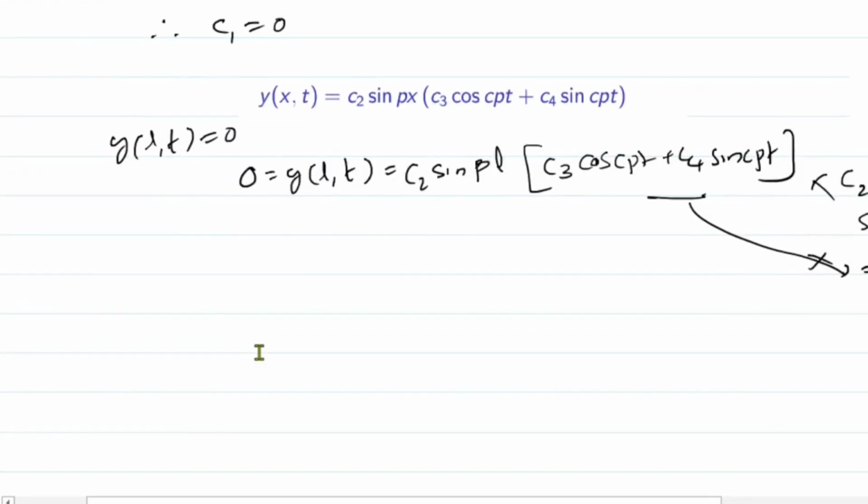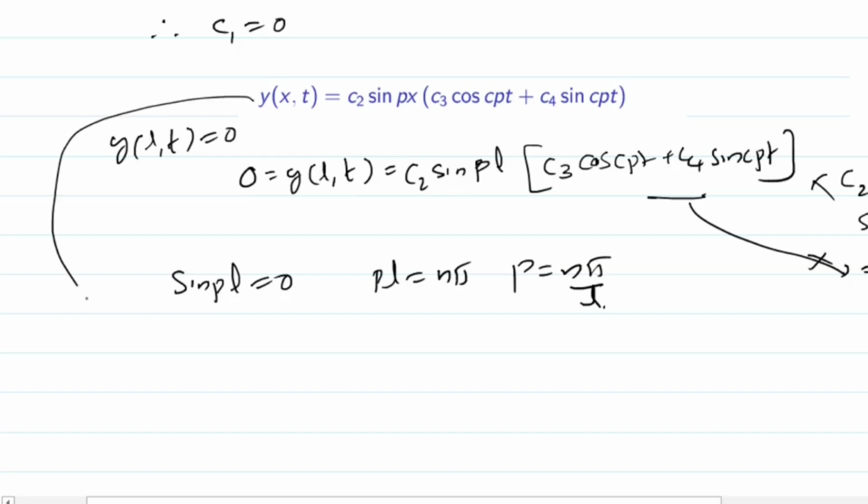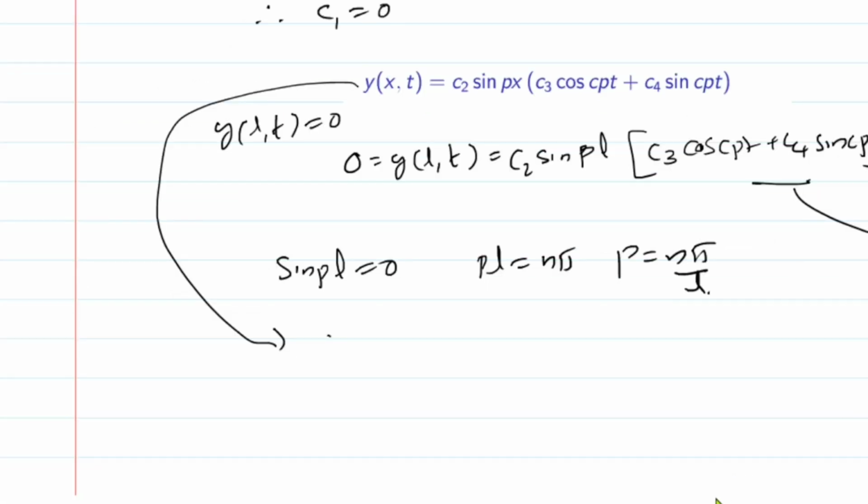So the only thing we can take is sin pL equal to 0, because sin pL has different wave creation capacity. So sin pL equal to 0 implies pL is equal to n pi, so p is equal to n pi by L. So we can substitute this back into the particular equation and form the equation. Now we apply p equal to n pi by L in this equation.